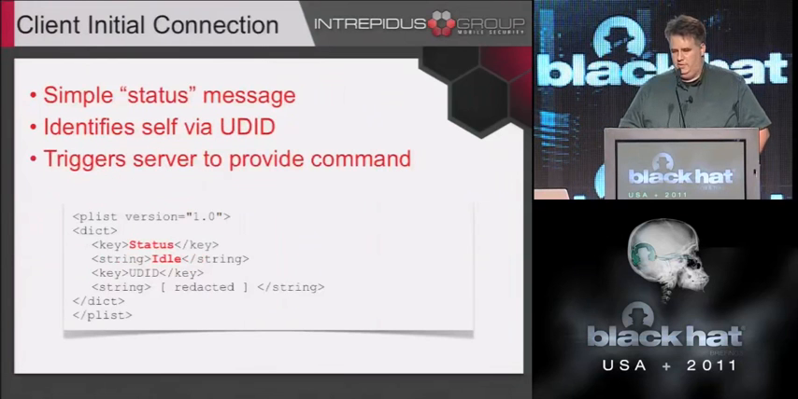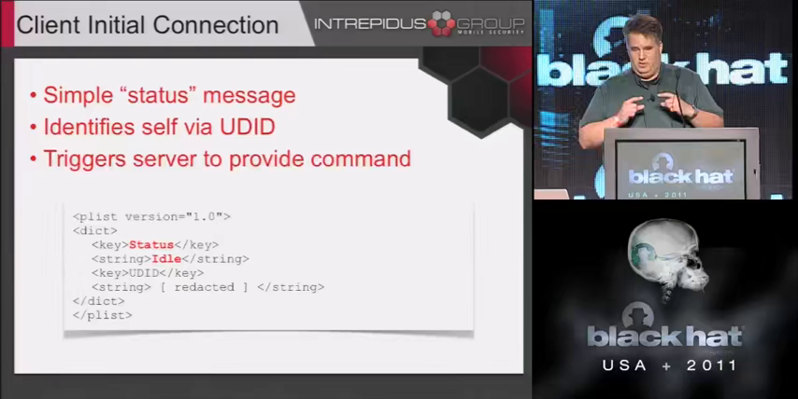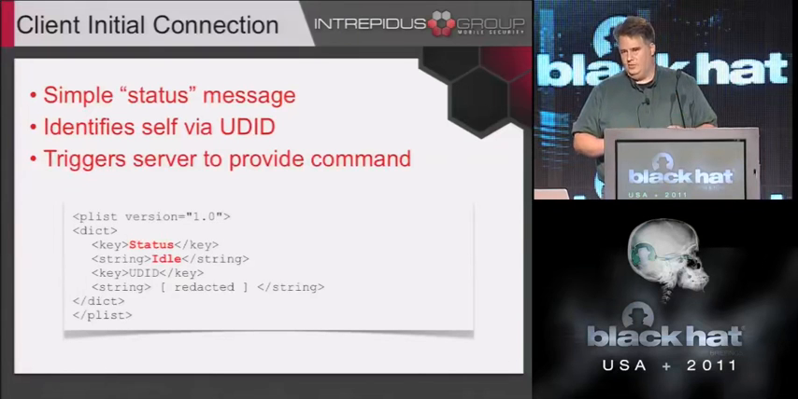When the client gets the ping through APNS and connects back to the server, the first thing it sends back is just a simple, hey, I'm here message. What this looks like is just a status idle. Again, it identifies itself through the UDID. This basically triggers the server to say, OK, he's got my connection. The UDID uniquely identifies the device, so now it can go back to its table, find out what commands are waiting for the device, and send it back to it.